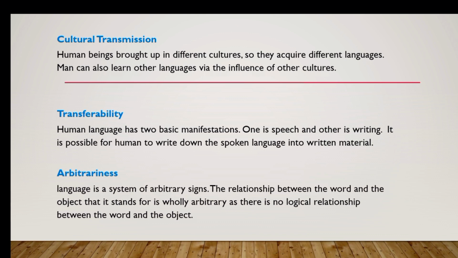The last design feature of human language is arbitrariness. We know that language is composed of signs and symbols, and a sign has two forms, according to Ferdinand de Saussure. He says that the first is the signifier, the second is the signified, and the relationship between the signifier and the signified is arbitrary. There is no logical connection or logical relationship between them, meaning there is no logical relationship between the word and its object. Thank you so much.